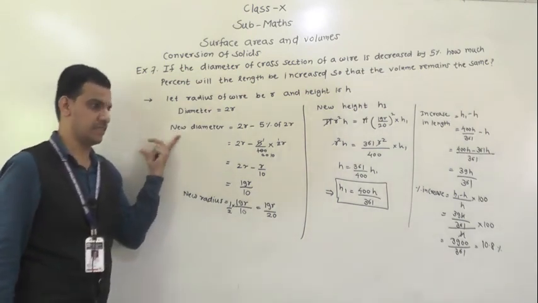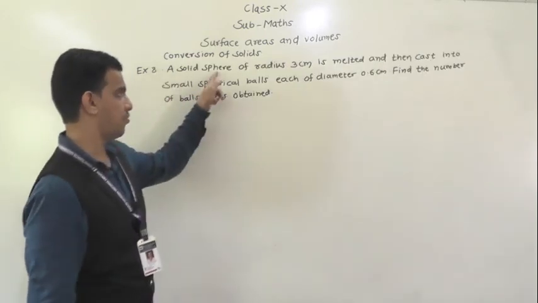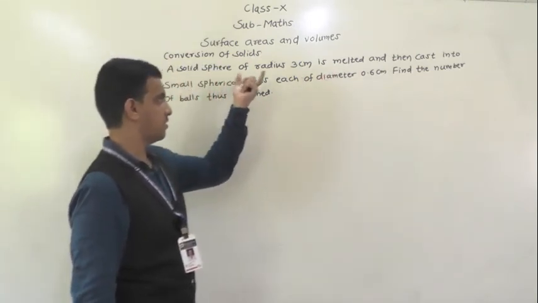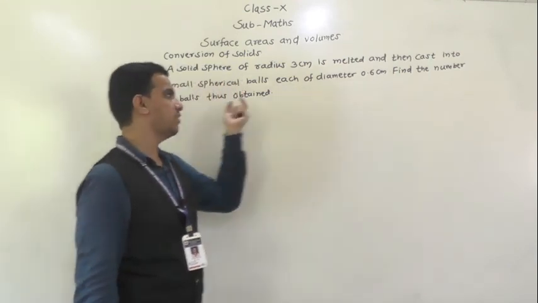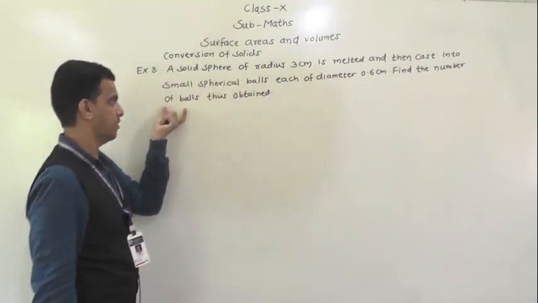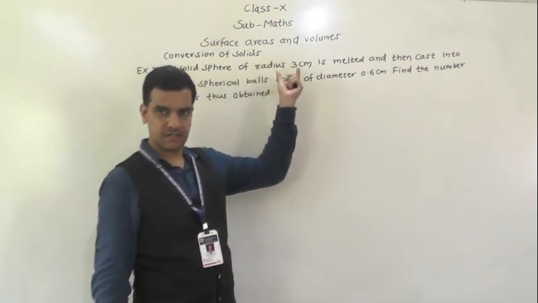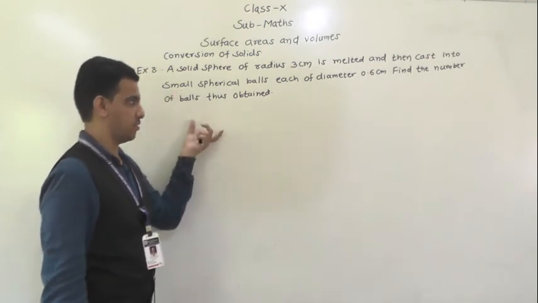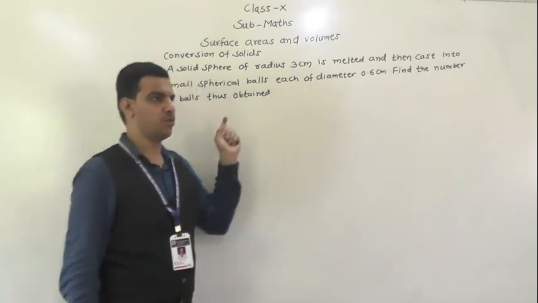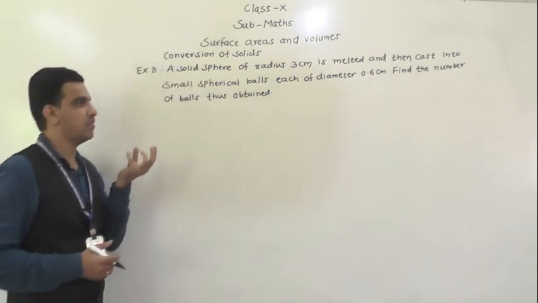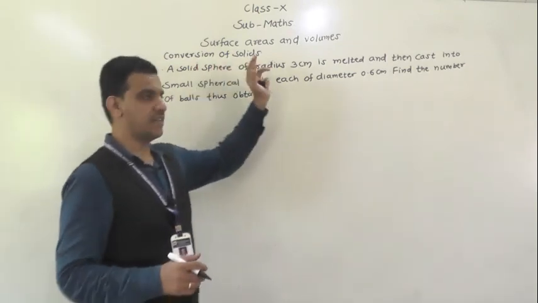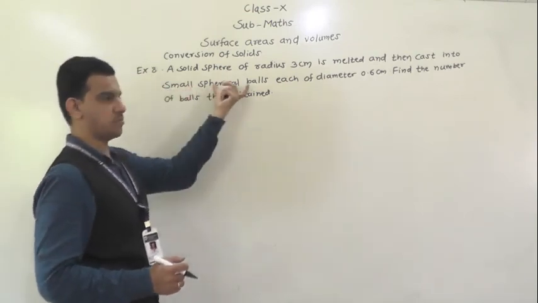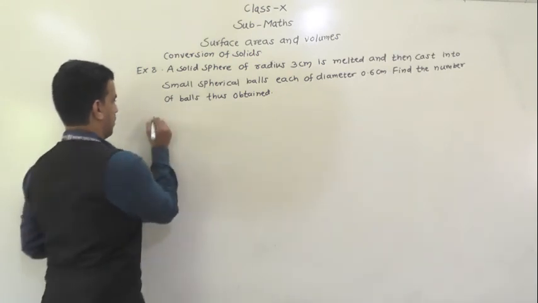Now we will take the next example. A solid sphere of radius 3 cm is melted and then cast into small spherical balls, each of diameter 0.6 cm. Find the number of balls thus obtained. One sphere is there having radius 3 cm. We have to melt it and recast into small spherical balls, each of diameter 0.6, and we have to find the number of balls. So volume of the solid sphere having radius 3 is equal to the sum of the volumes of these small spherical balls.